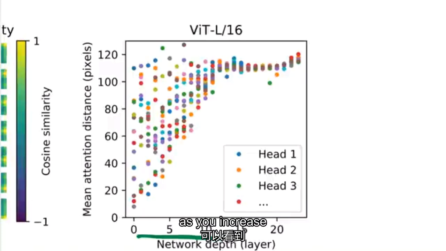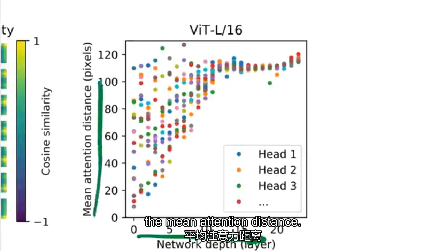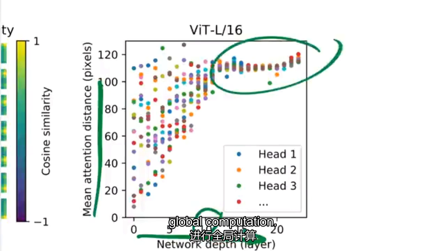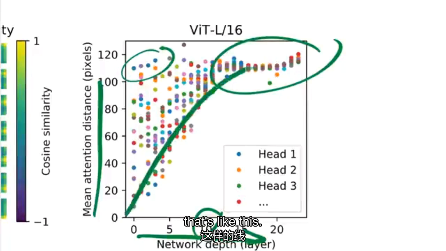Also, you can see as you increase the depth of the network, the mean attention distance, so the distance over which the attention goes, increases, and from like the middle of the network, you pretty much have global computation. And this is almost like the drawing I made of the CNN, right? Where you would have the different heads. So some heads would immediately at the beginning go out. A CNN in this case would look like a line.